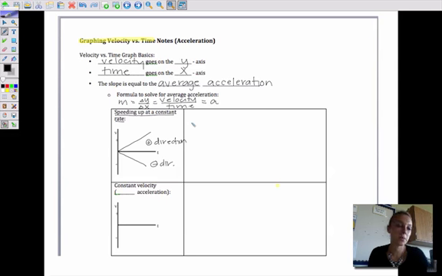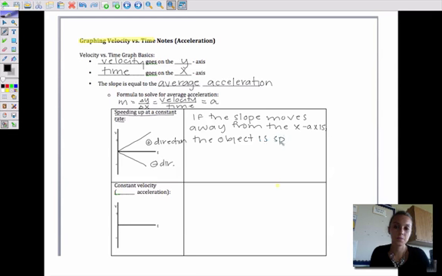But in terms of the shape of the line, we're going to say if the slope moves away from the x-axis, the object is speeding up at a constant rate.